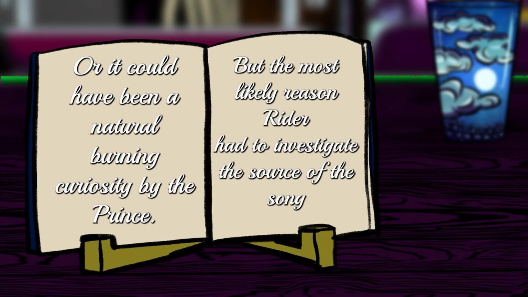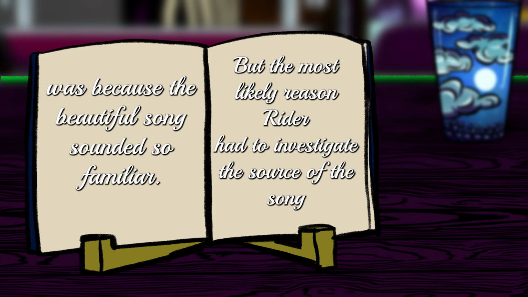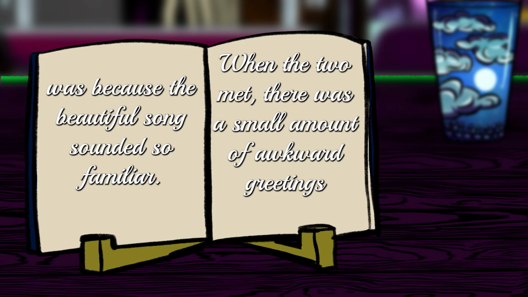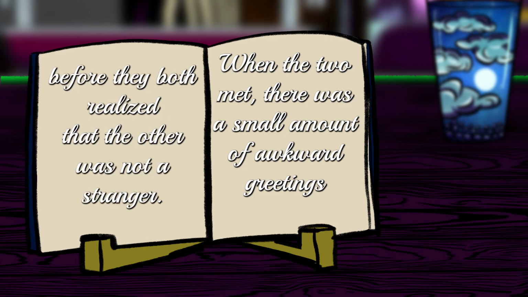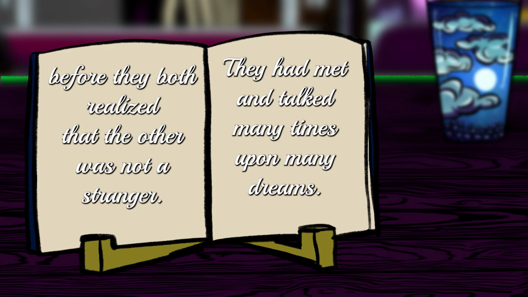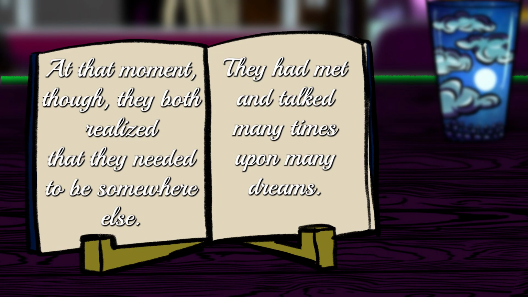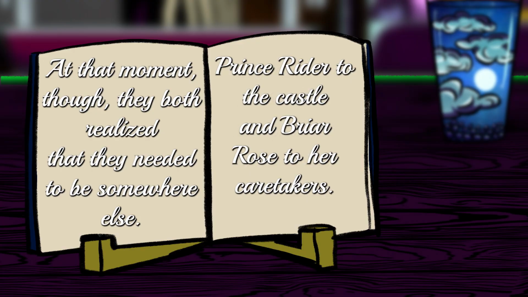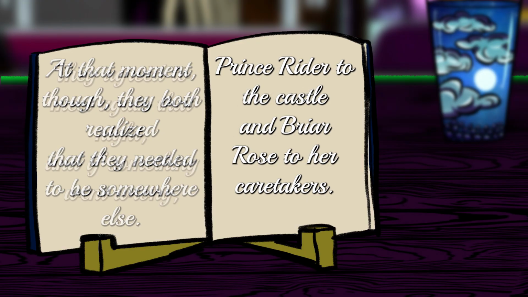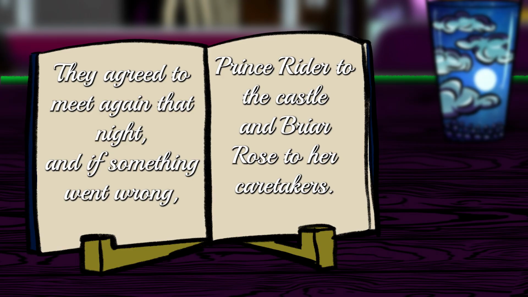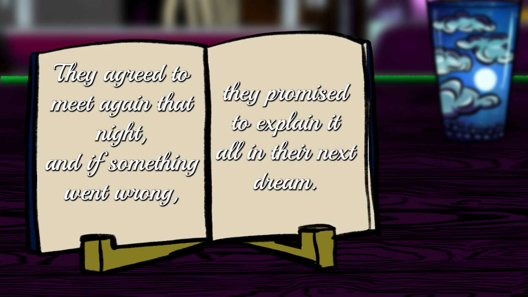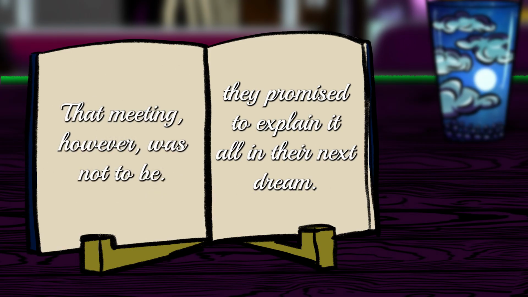But the most likely reason Ryder had to investigate the source of the song was because the beautiful song sounded so familiar. When the two met, there was a small amount of awkward greetings before they both realized that the other was not a stranger. They had met and talked many times upon many dreams. At that moment, though, they both realized that they needed to be somewhere else. Prince Ryder to the castle and Briar Rose to her caretakers. They agreed to meet again that night, and if something went wrong, they promised to explain it all in their next dream. That meeting, however, was not to be.